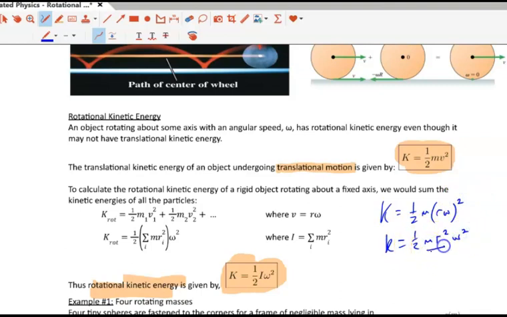And you hopefully know that for a point mass, say something that's just rotating, m r squared is really equivalent to the rotational inertia, which gives us 1/2 I omega squared.